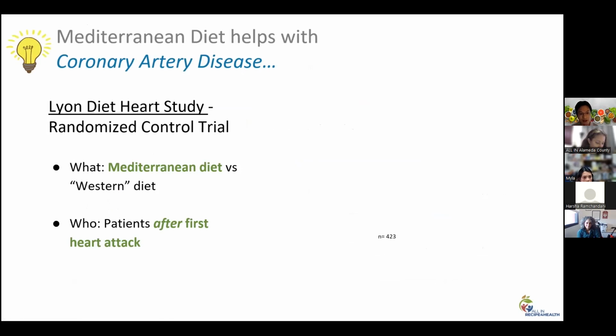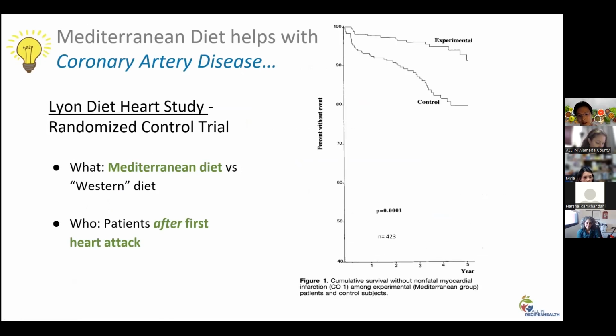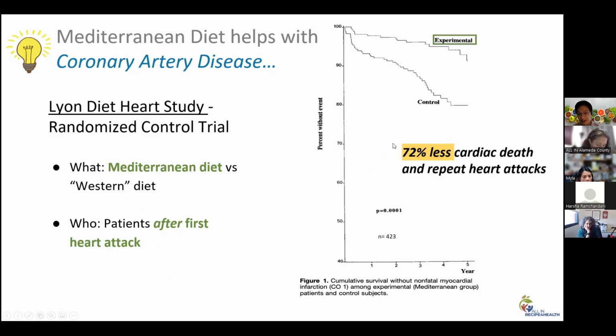This is the Lyon Diet Heart Study. It's a very important study. It basically was a randomized controlled trial for folks who already had heart attacks. It was looking at these patients who had heart attacks in the hospital, and they were given a Mediterranean diet versus a Western diet. There was a 72% reduction in cardiac death, right? So the people who were eating the Mediterranean diet had less death and repeat heart attacks than people on the standard American diet, the SAD diet. It tracked people over 4 years, 423 stayed in it. This was all before statins, but it was a very powerful study.